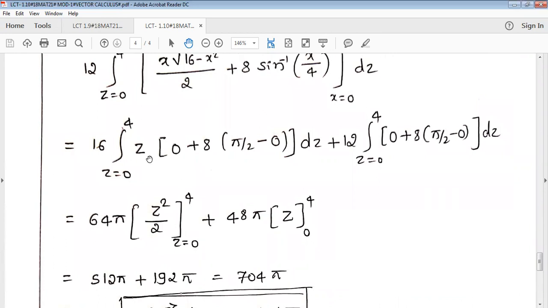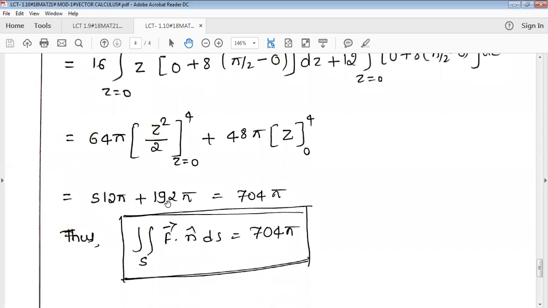After substituting the limits, we get 16 times the integral from z equal to 0 to 4 of z, of 0 plus 8 pi by 2, dz, plus 12 times the integral from z equal to 0 to 4 of 0 plus 8 pi by 2, dz. So now it is 64 pi times z squared by 2 from 0 to 4, and 48 pi times the integral of dz from 0 to 4. So you will get 512 pi plus 192 pi.